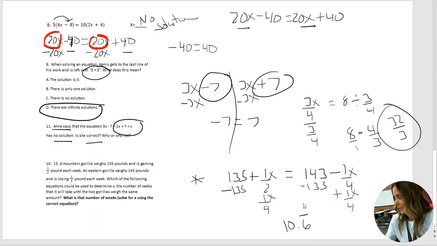There's your test corrections. So next thing I need you to do is the variable on both sides retake extra practice, and then you'll need to come in before school, after school, or during den time to retake your test.